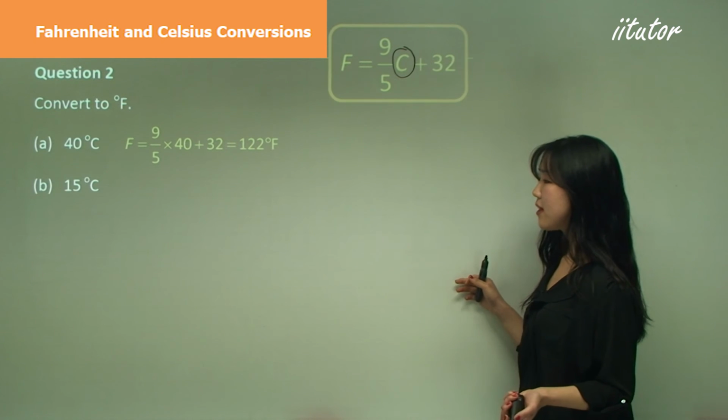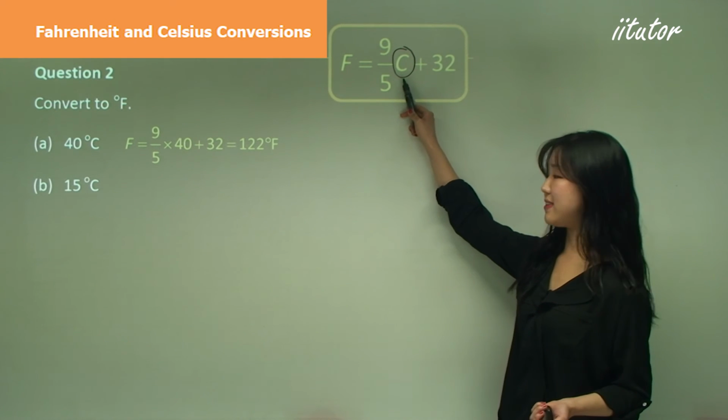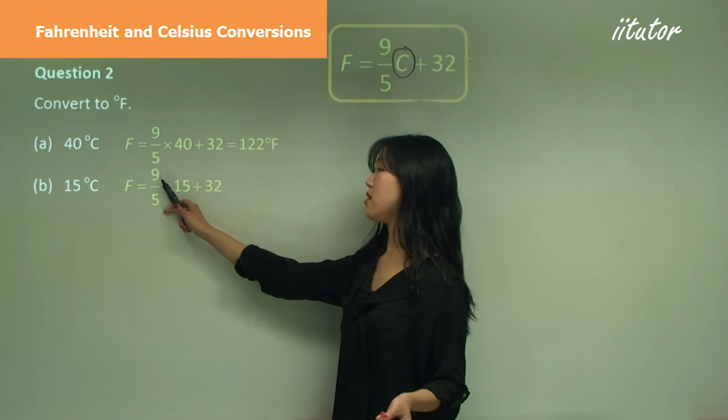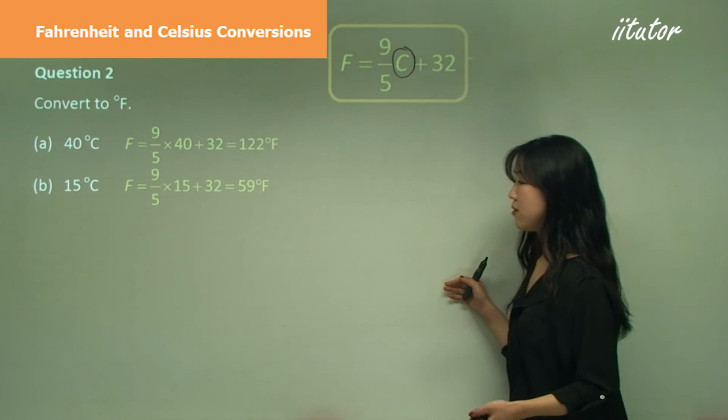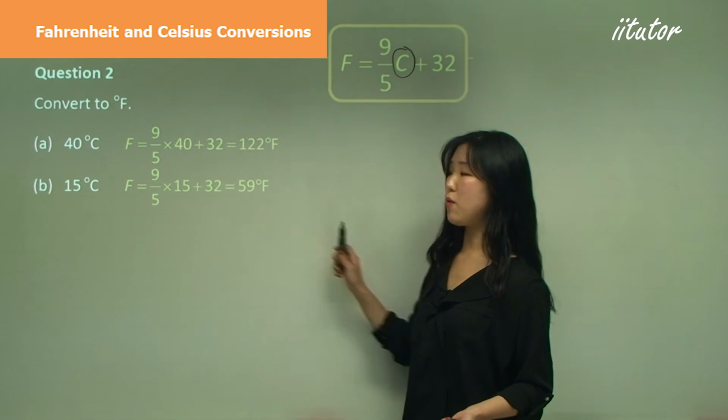Okay. And then B, 15 degrees Celsius, you put 15 into the replacement as C, like that. And you know that 15 divided by 5 is 3, times 9 is 27, plus 32 is going to be 59 degrees Fahrenheit. Again, make sure you put the units, okay, always.